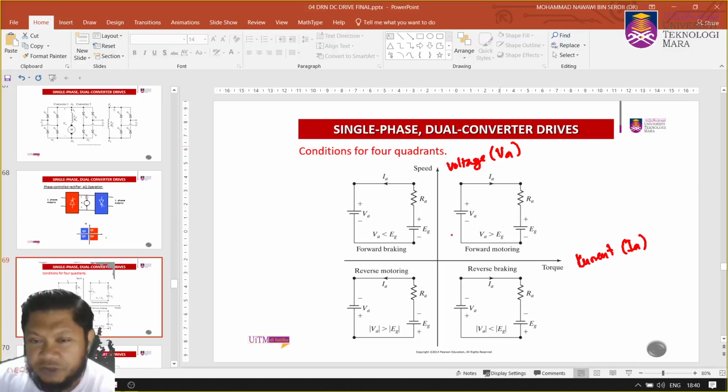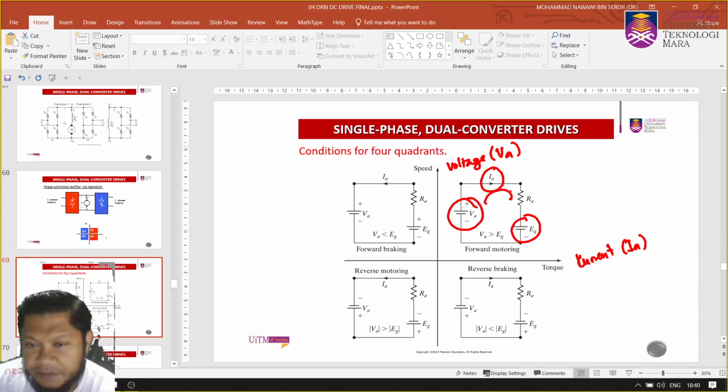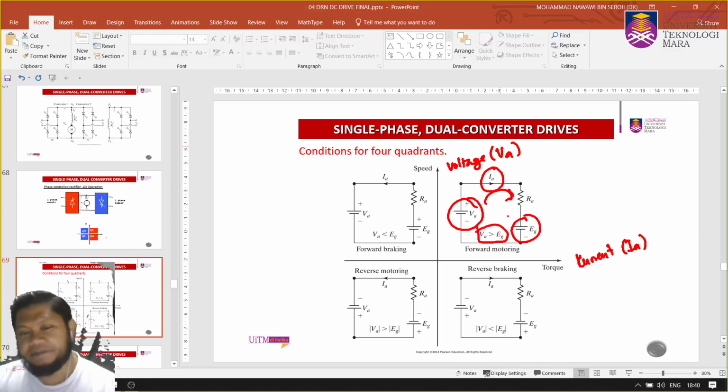So for forward motoring, VA should be greater than EG. Why? Because you want the current to flow in that direction, isn't it? So VA must be greater than EG.